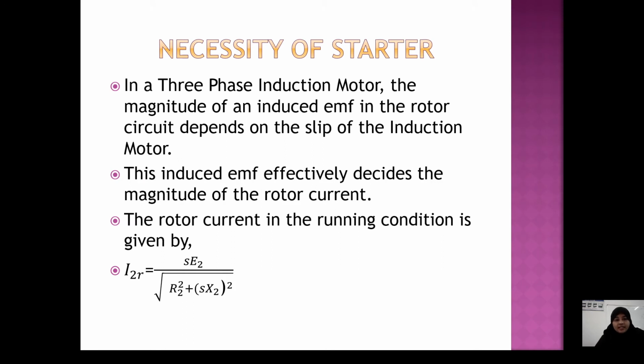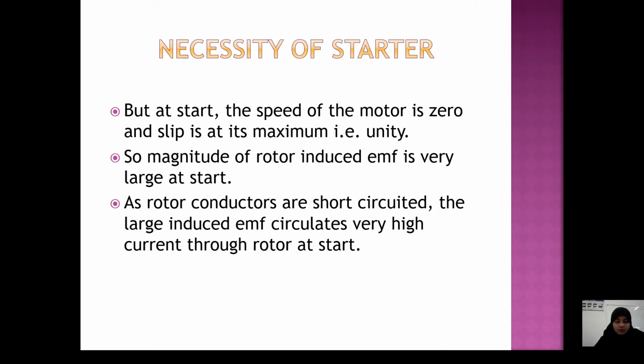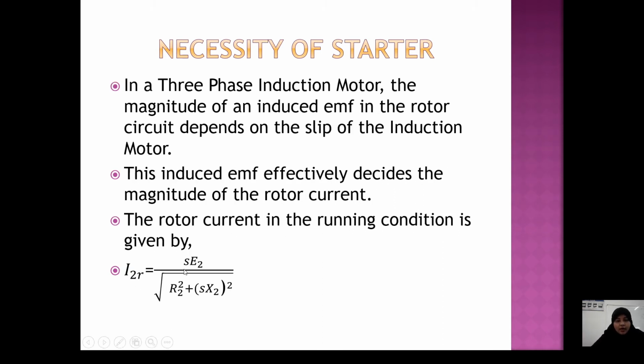Now we can explain this in another way, by using the equation of current: I2R is equal to S E2 divided by root of R2 squared plus (S X2) whole squared. This is the equation for rotor current in running condition. I2R is the rotor current in running condition, S is the slip, E2 is the EMF induced in the rotor, R2 is the rotor resistance and X2 is the rotor reactance. So in a three-phase induction motor, the magnitude of induced EMF in the rotor circuit depends on the slip of the induction motor.